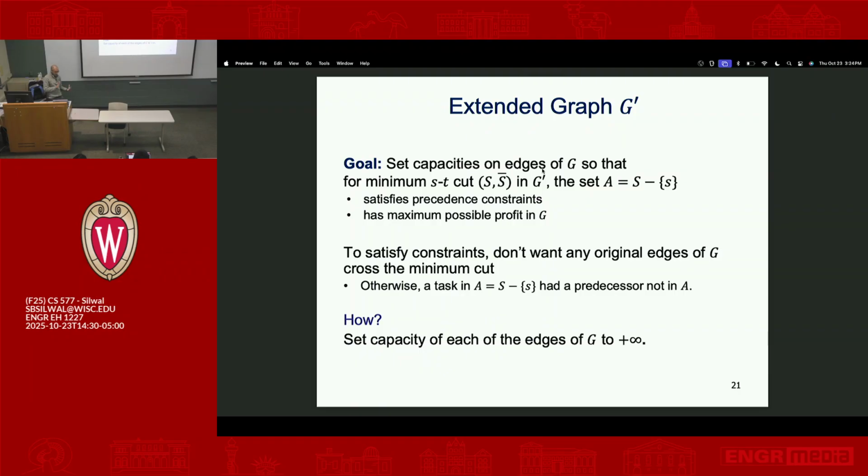I want a cut that's on the S side, where all the nodes on that part of the cut correspond to the jobs that I'll actually end up doing. All right.